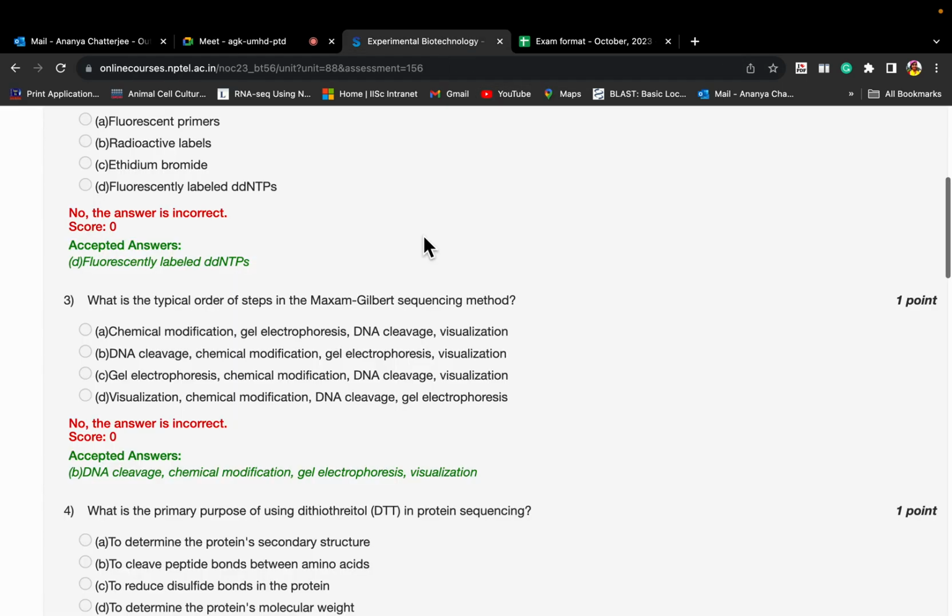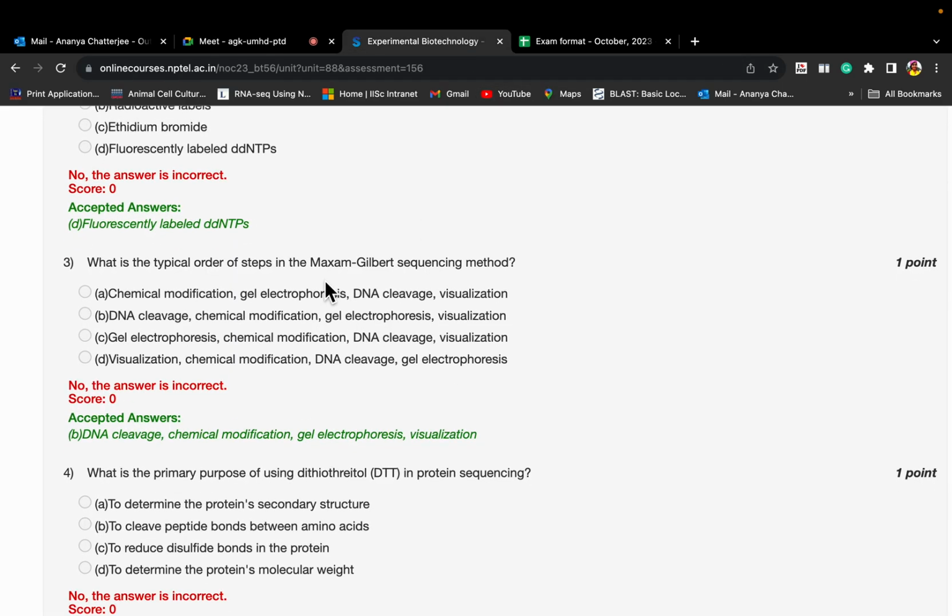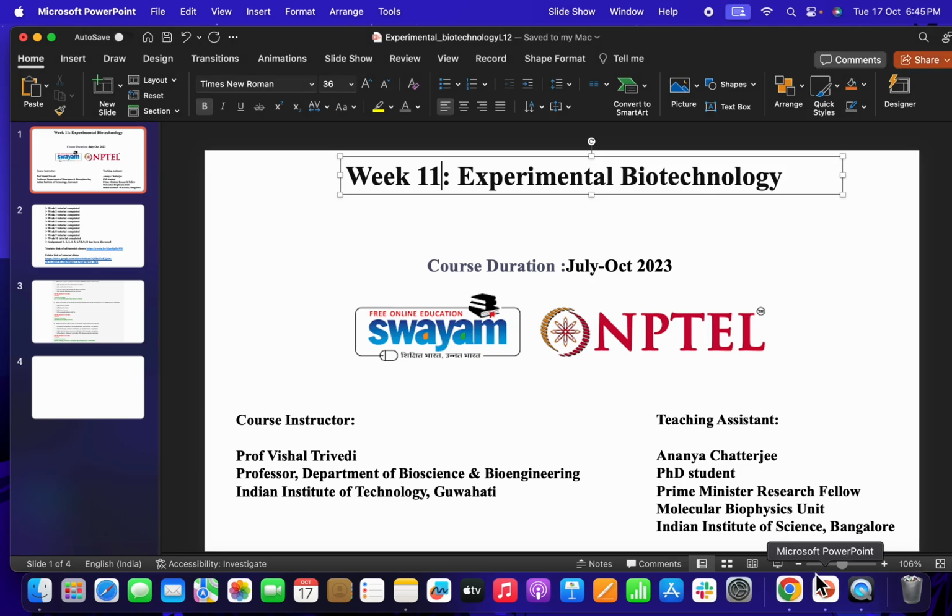What is the typical order of steps in the Maxam-Gilbert sequencing method? Options are: chemical modification, gel electrophoresis, DNA cleavage, visualization; DNA cleavage, chemical modification, gel electrophoresis, visualization; gel electrophoresis, chemical modification, DNA cleavage, visualization; visualization, chemical modification, DNA cleavage, gel electrophoresis.